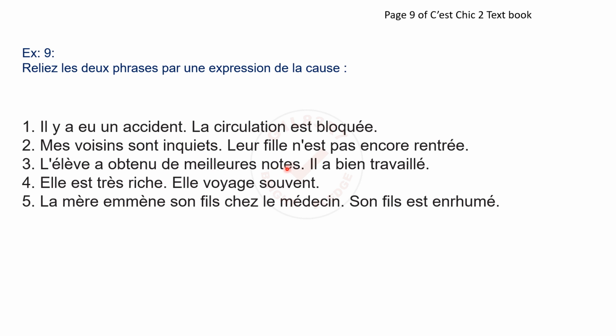The third one says, l'élève a obtenu de meilleures notes, elle a bien travaillé, meaning the student got better marks, he worked well. So again, I'm going to use the expression because. The student got better marks because he worked hard. The fourth one says, elle est très riche, meaning she is very rich. Elle voyage souvent, meaning she travels often. So here I'm going to use the expression comme. So comme elle est très riche, elle voyage souvent. So as she is very rich, she travels often.